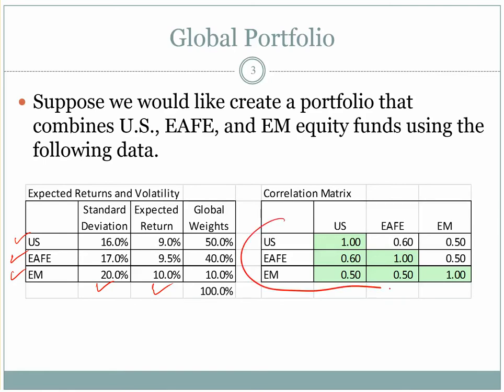I've collected a correlation matrix, so you can see the correlation between US and EFA, I'll assume is 0.6, US and EMA 0.5, and EMA and EFA 0.5. You can see the major diagonal of the correlation matrix is 1, as assets are perfectly correlated with themselves. And on a correlation matrix, you can see that these values are just repeated. And I'm going to look at creating a portfolio that's 50% invested in US, 40% in EFA, 10% in EMA.